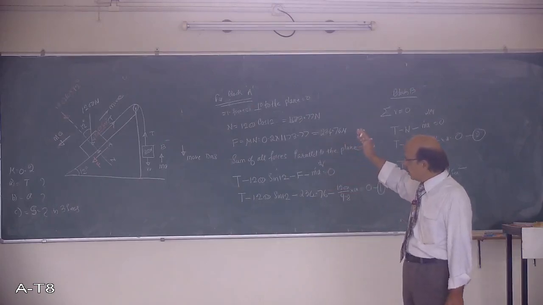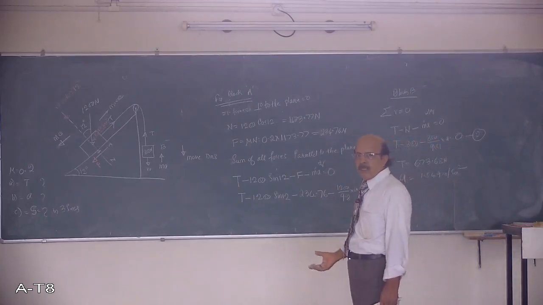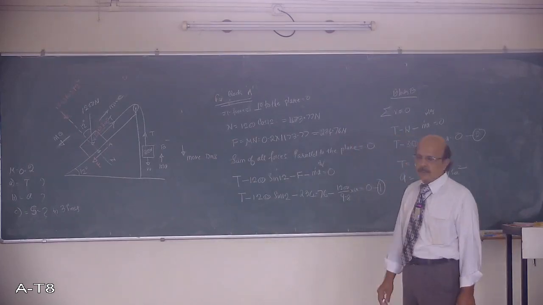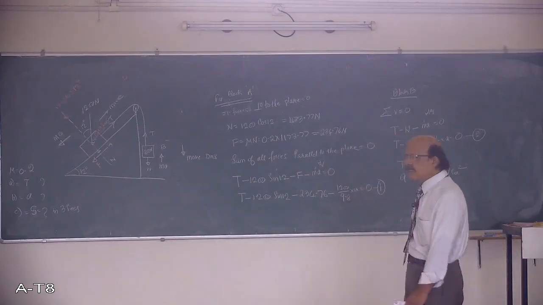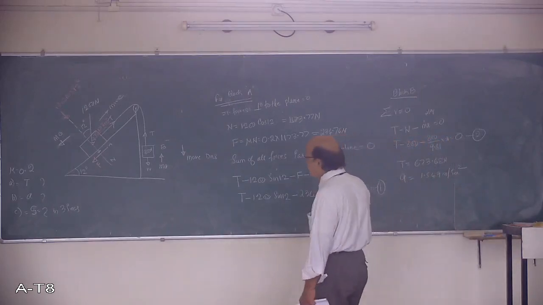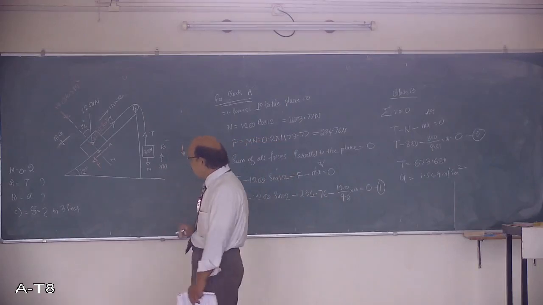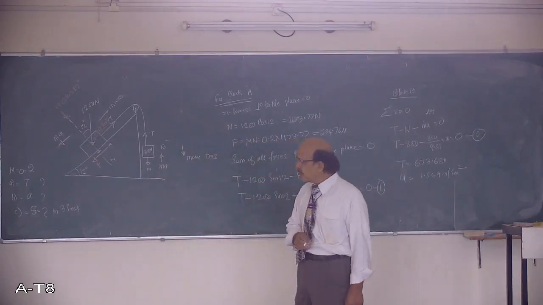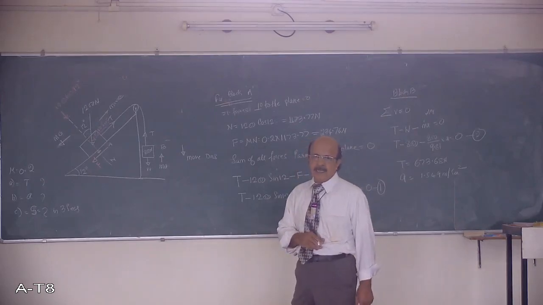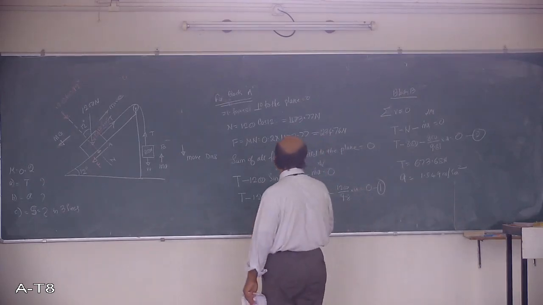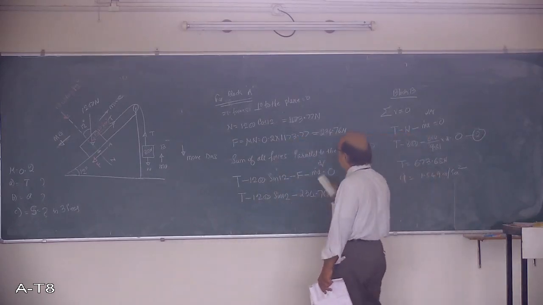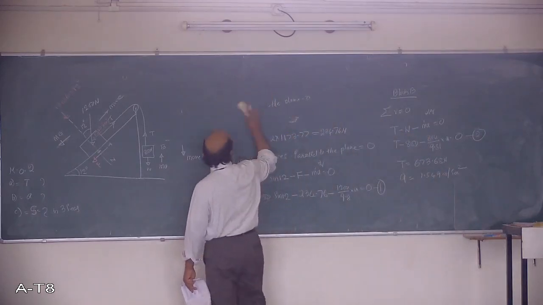Once you keep it in this position and release it, the block A will start moving downwards. As the block B pulls it down, it will achieve an acceleration of 1.549 meters per second square, and the tension in the cable will always be 673.68. Now one more thing is required. Tension and acceleration we have determined. What is the distance it moves in 3 seconds? For that I have to use the linear kinematic equations.